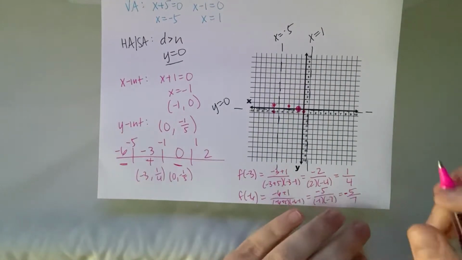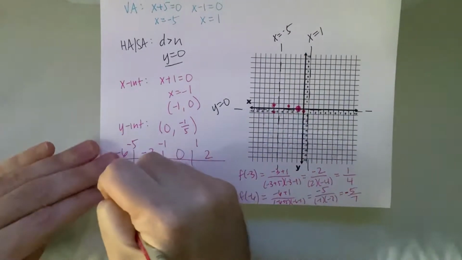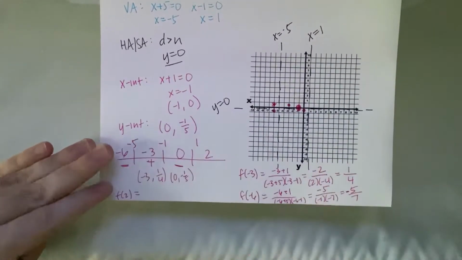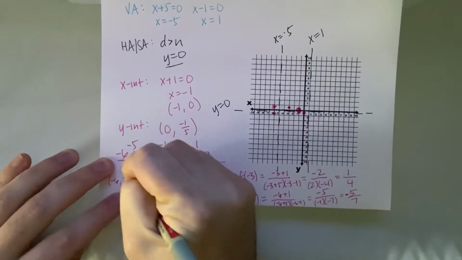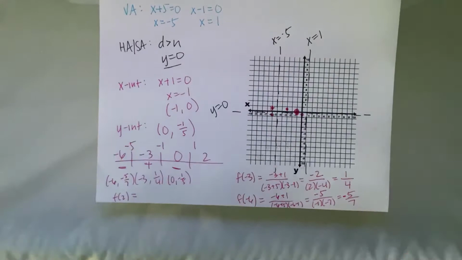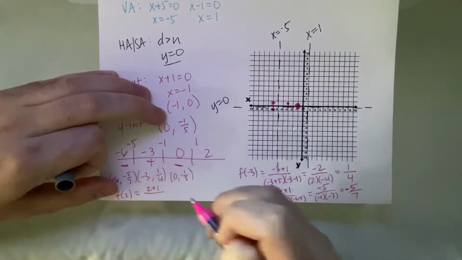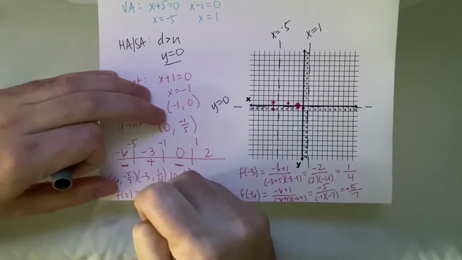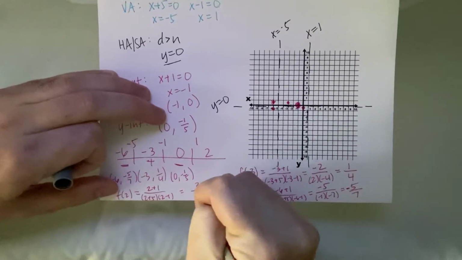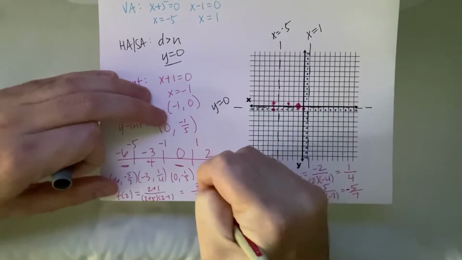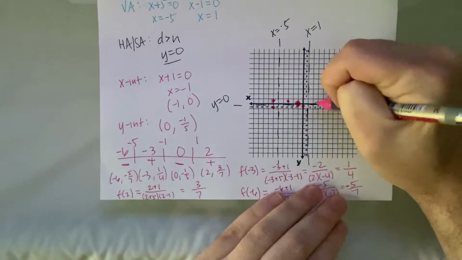And lastly, we got to plug in f of 2. So I'll put it down here. So we have negative 6, negative 5/7. F of 2 is 2 plus 1 over 2 plus 5 times 2 minus 1. That's 3 over 7. So that's positive. 2, 3/7. Plot 2, 3/7.